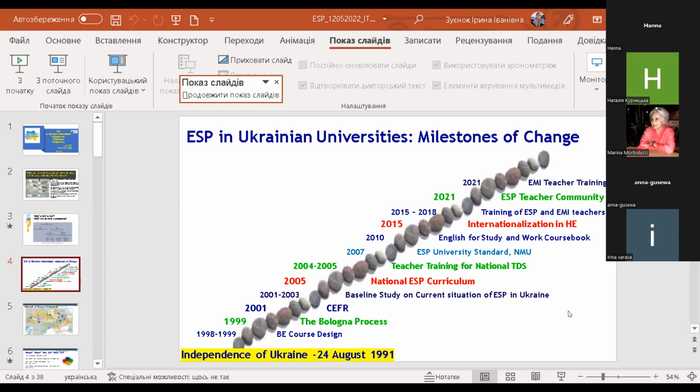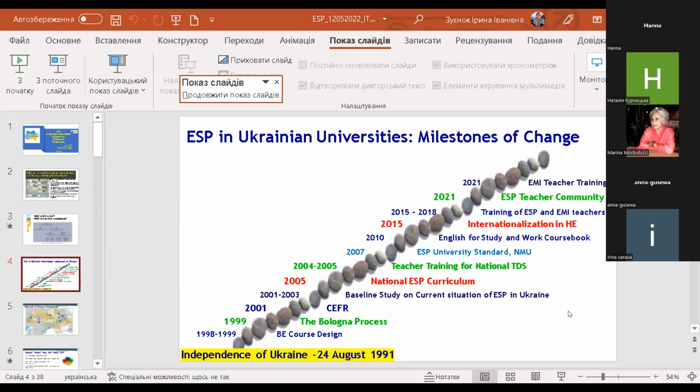But you see that in 1999, the Bologna process was launched, and in 2000, Ukraine expressed its desire to join the Bologna process. CEFR appeared, and it is quite natural that there was a need for an ESP National Curriculum for universities, because we wanted to be within the European higher education area. We wanted our courses to be compatible and comparable with any European universities.